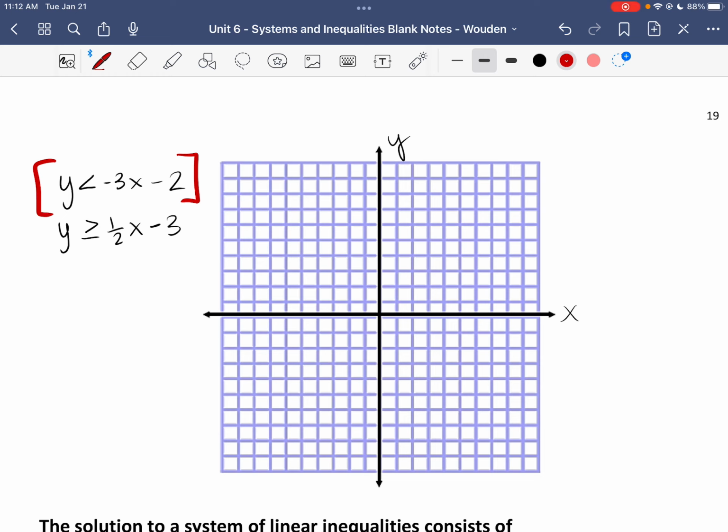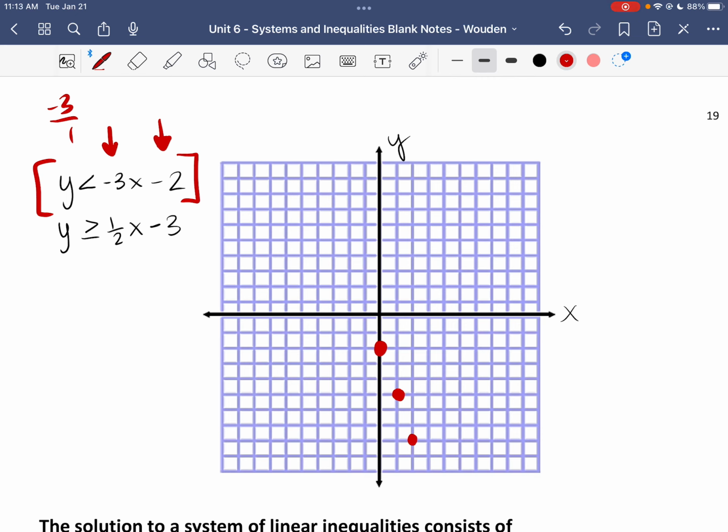Let's remember how to graph in y equals mx plus b format, okay? So I'm going to take my b right here, which is -2. That's my y-intercept. So I'm going to start at -2, put a point there. This -3 right here, that's my slope, -3 over 1, which means that I'm going to go down 3, to the right 1. Down 3, to the right 1.